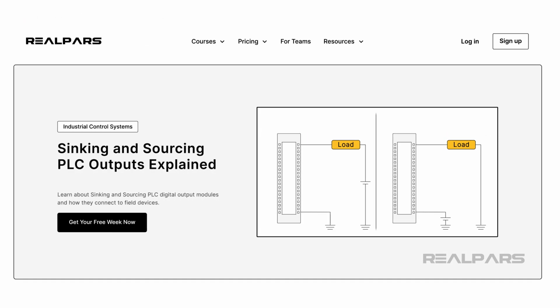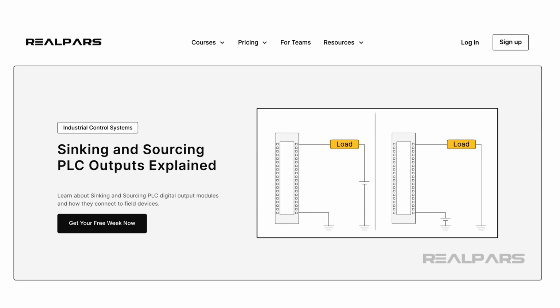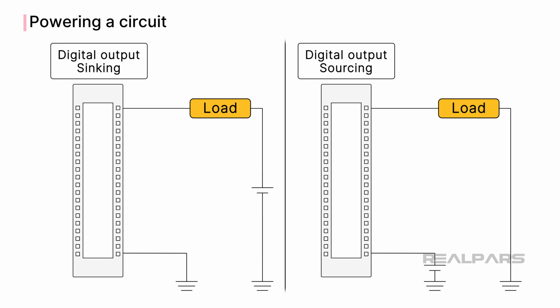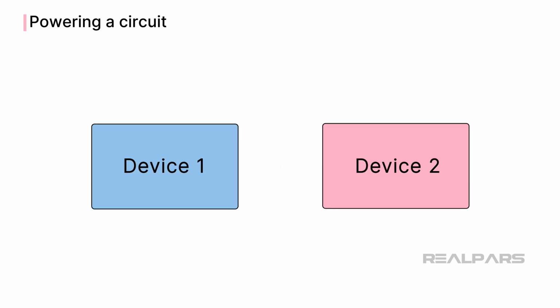As stated in a previous video called Sinking and Sourcing PLC Outputs Explained, the difference between sourcing and sinking is simply the direction of the flow of current. If we draw a picture of two theoretical devices, show a connection between them, and indicate the direction of the current flow, we can then decide which device is sourcing and which is sinking. If device 1 is connected to device 2, and the current flows from device 1 to device 2, then device 1 is sourcing, and device 2 is sinking. If we flip it and imagine the electrons flowing the other way, then we make device 2 a source, and device 1 a sink.